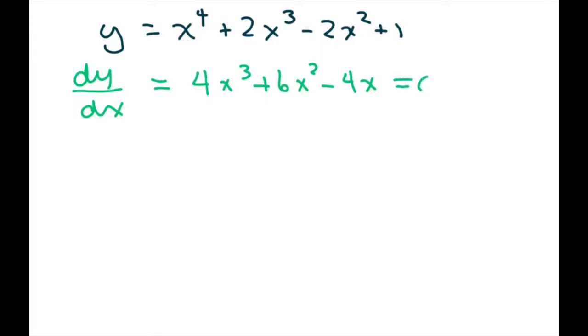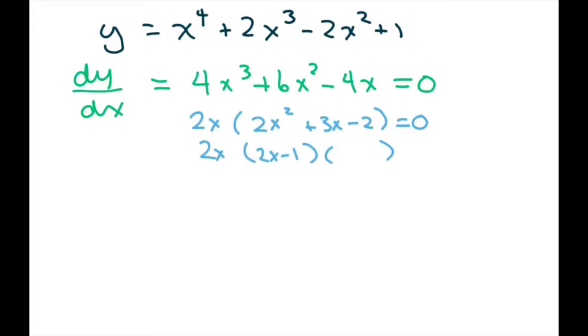And we're going to set it to 0. So factoring this, I'm going to factor out a 2x. So I get 2x squared plus 3x minus 2 equals 0. And then furthermore, I'm going to factor this some more, we get 2x minus 1 and x plus 2 equals 0. So basically, for this piece, we have our x is 0. For this piece, you add the 1 divided by 2, so that's going to be 1/2. And for this piece, you subtract 2, so that's negative 2. Those are your critical points, the x values anyway.